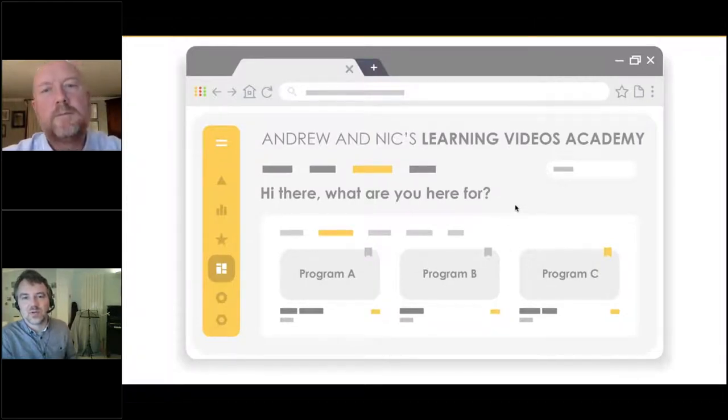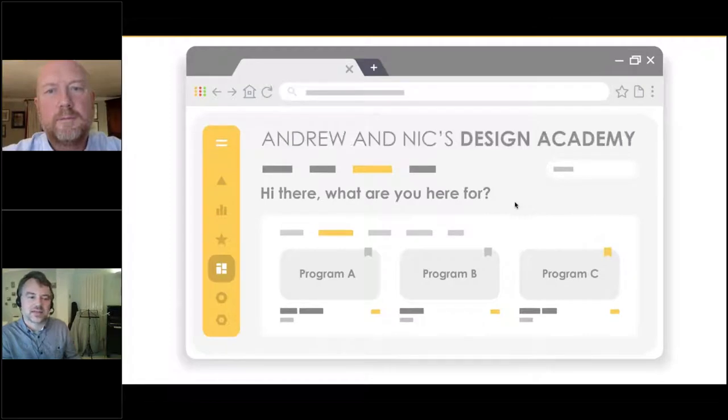So what we aim for with an academy, what you should aim for, is a scope that's small enough that it's going to focus people and they'll know what to expect when they come there. So a design academy is quite a good title, particularly for what we do.